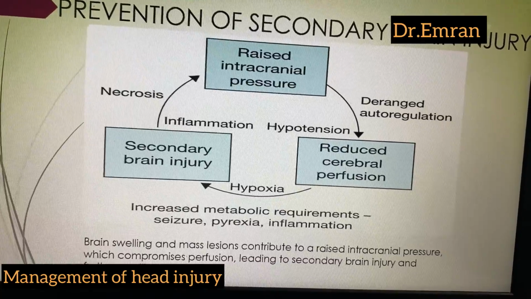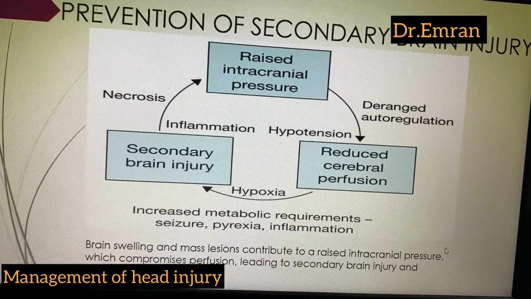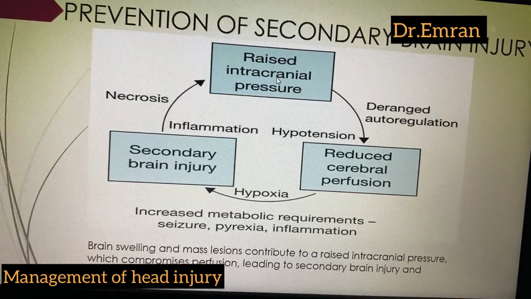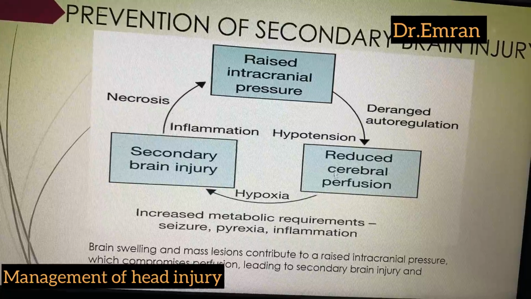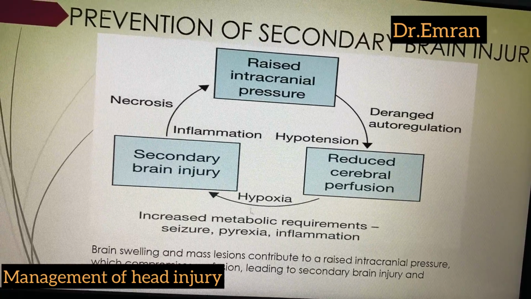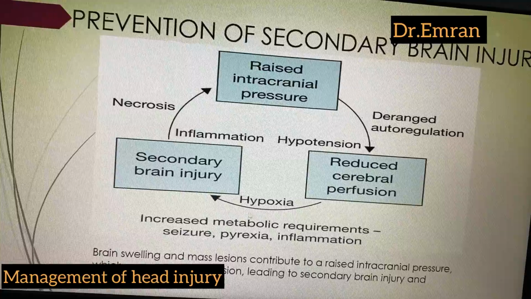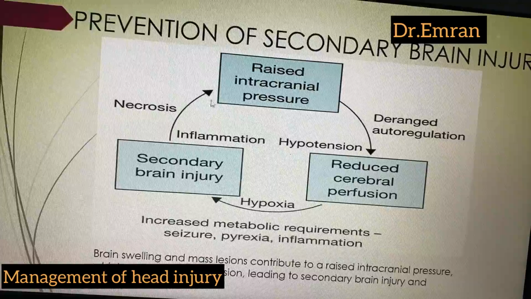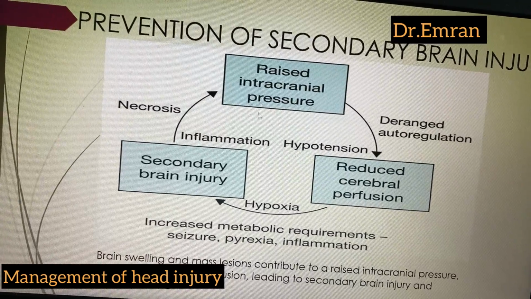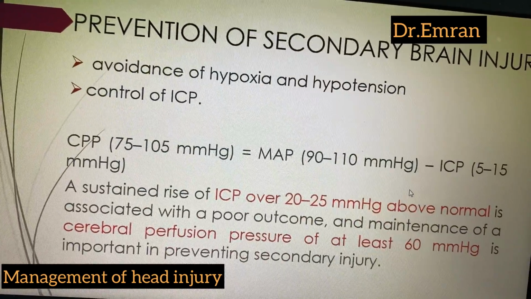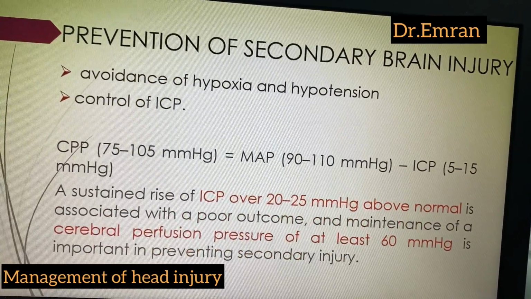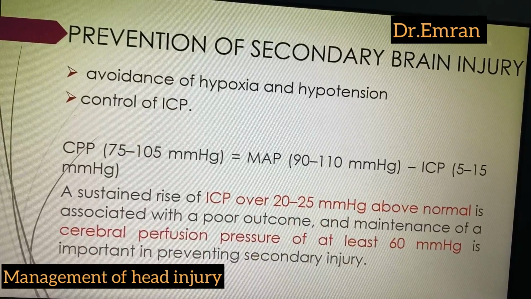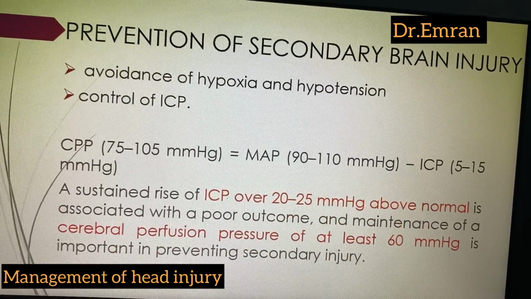In the picture we are seeing that brain swelling and mass lesion contribute to raised intracranial pressure. Intracranial pressure is rising, which contributes to reduced cerebral perfusion, which causes hypoxia and permits secondary brain injury and necrosis, and again rising of intracranial pressure. This is a vicious cycle. So how to prevent secondary brain injury? The tools are avoidance of hypoxia and hypotension and control of intracranial pressure.